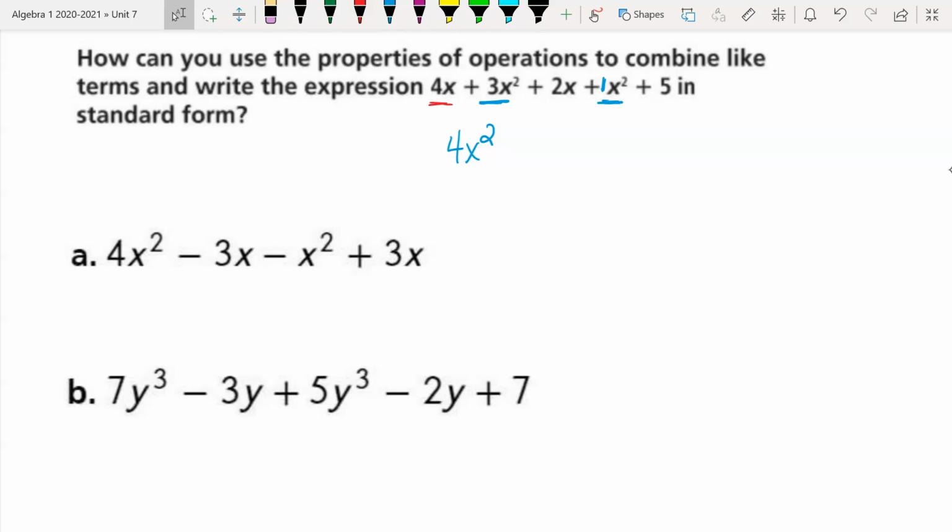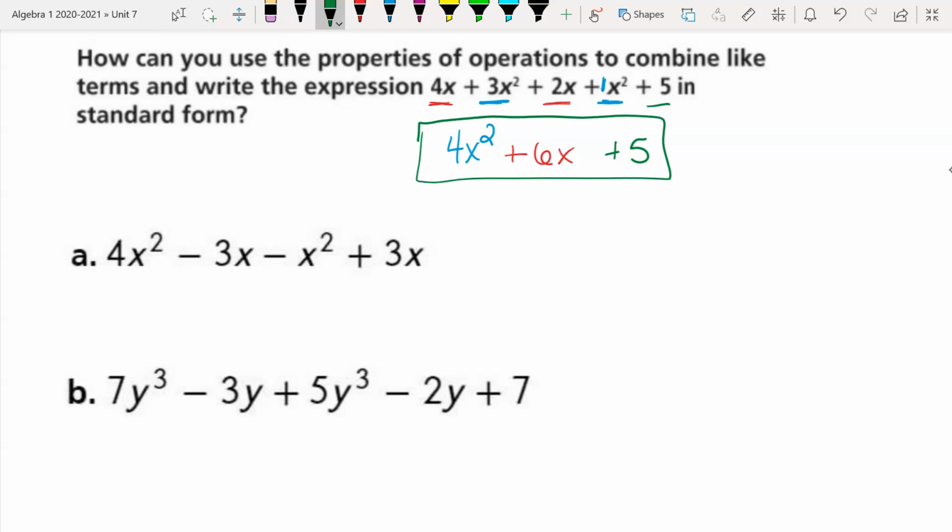So then I go to my x's. There's 4x plus 2x. Well, that would be 6 of those. And then the plus 5 is just at the end because there's nothing to combine it with, so I just put plus 5. And that's writing it in standard form by adding the polynomials together.